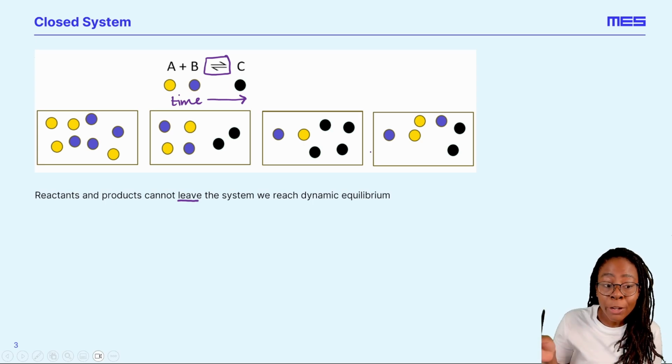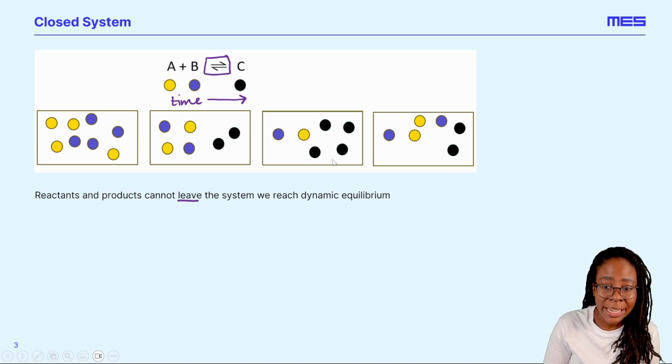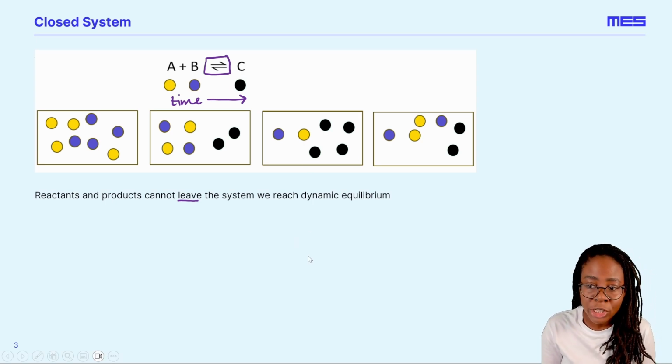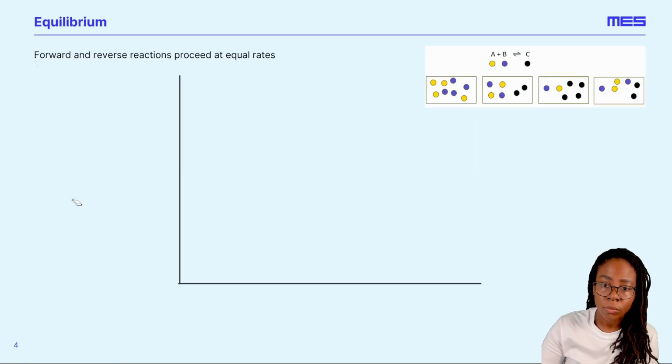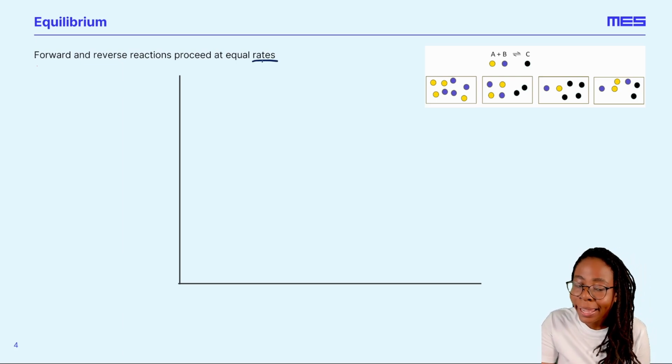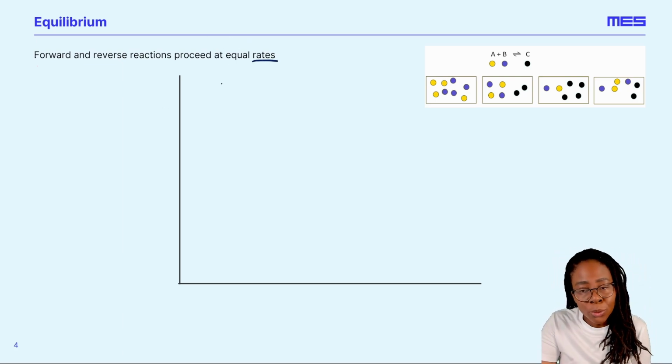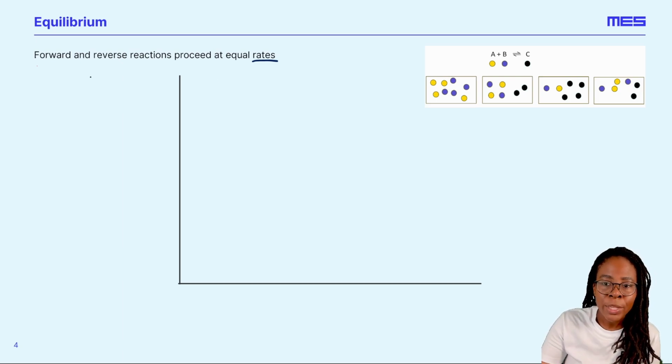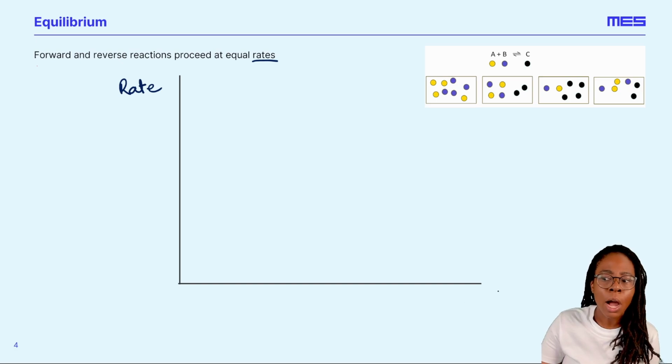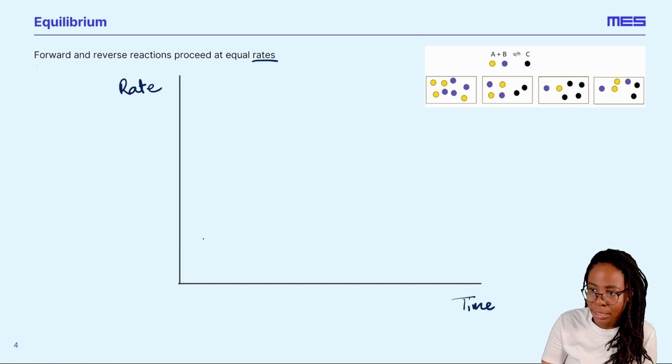Now, eventually, if we have a reversible reaction taking place in a closed system, we are going to reach a state called dynamic equilibrium. The first property of a reversible reaction that has reached dynamic equilibrium is that the forward and reverse reactions proceed at equal rates, aka the rate of the forward reaction is equal to the rate of the reverse reaction. We can show that graphically through a graph where we've got rate on our y-axis and time, or the progress of the reaction, on the x-axis.